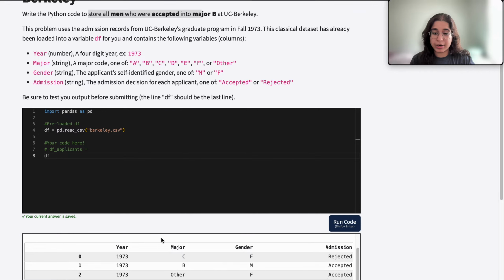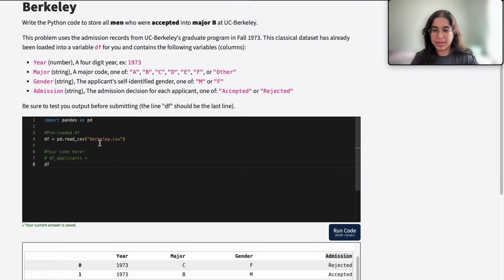That means their major should be equal to B, their gender should be male, and the admission decision should be accepted. So we basically need to combine all these conditionals into a line of code, which only selects these specific applicants and combines them into a new data frame. Let's go ahead and get started here.